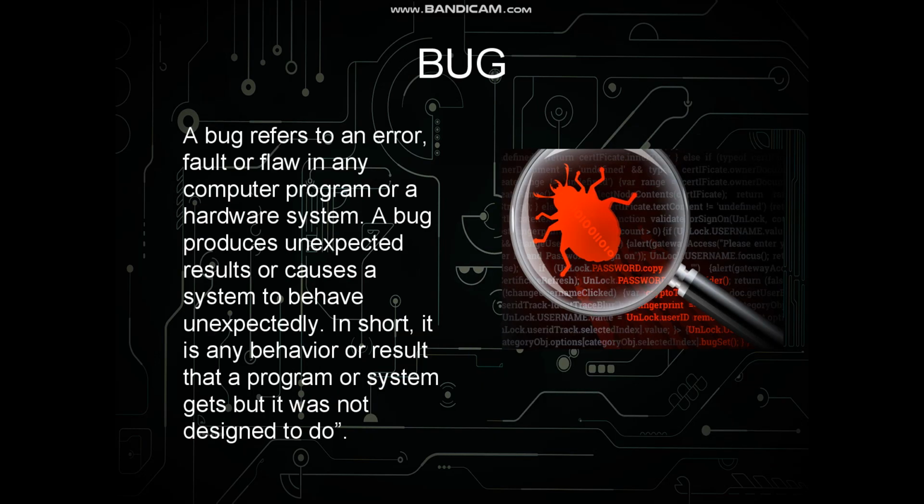Next, we have the term bug. A bug refers to an error, fault, or flaw in any computer program or hardware system. A bug produces unexpected results or causes a system to behave unexpectedly. In short, it is any behavior or result where a program or system does something it was not designed to do.